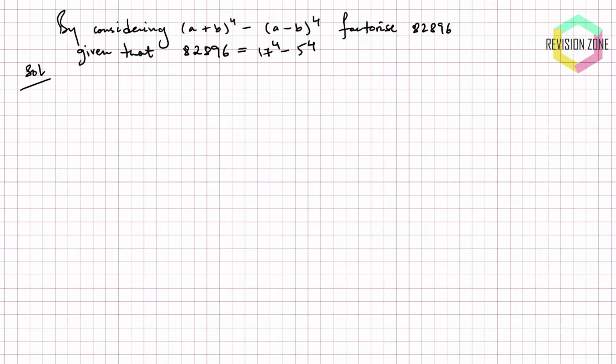So in this question, we're told that by considering the algebraic expression given, we have to factorize 82,896, okay? And we are told some information about 82,896 in terms of things that look very much like the algebraic expression the question has asked us to consider, okay? So let's see how we could do this.